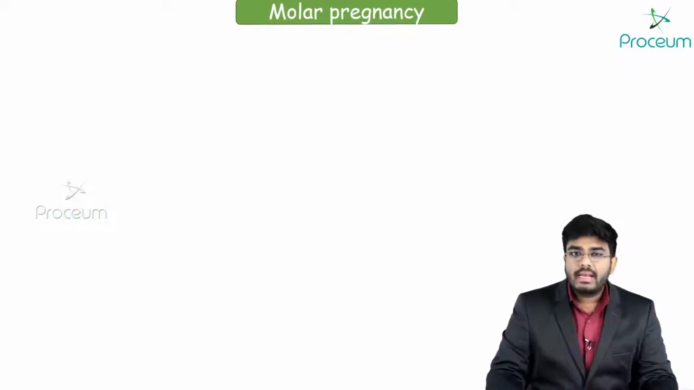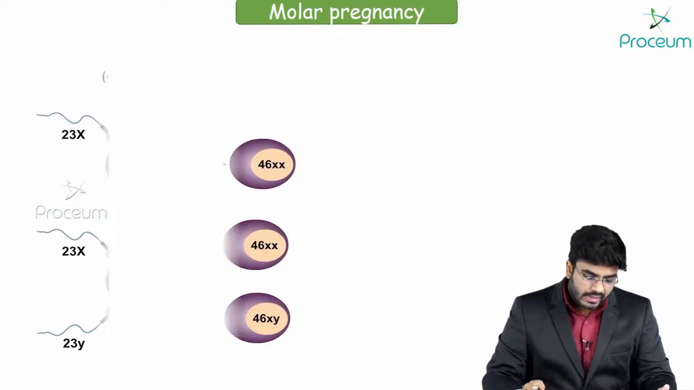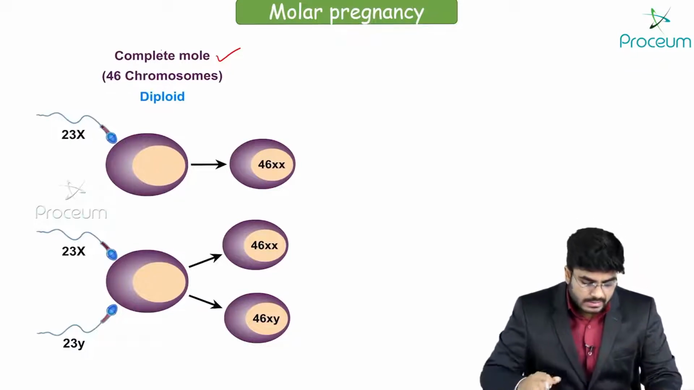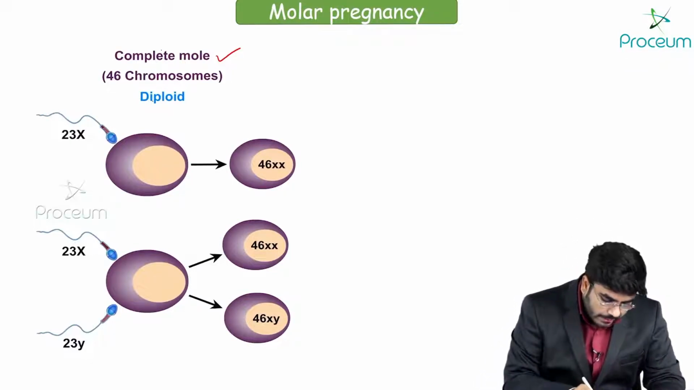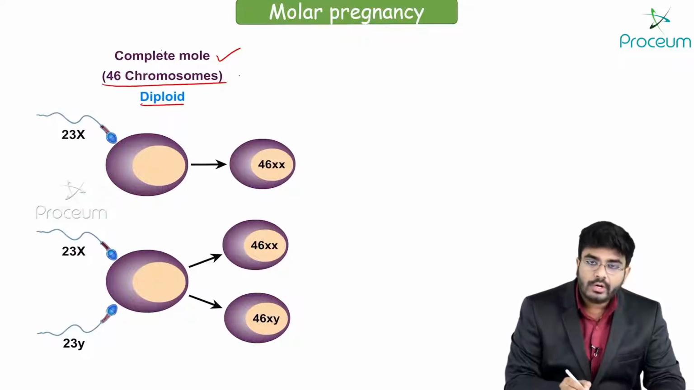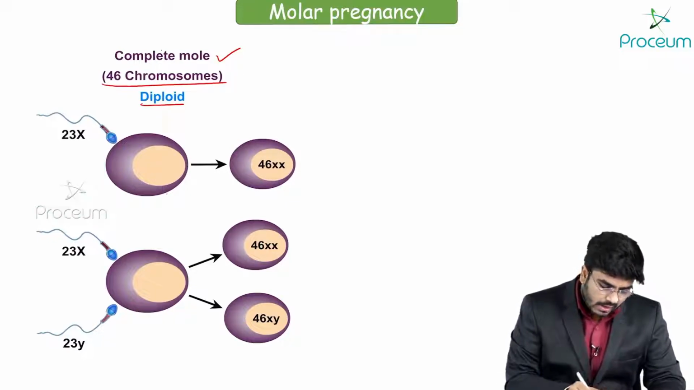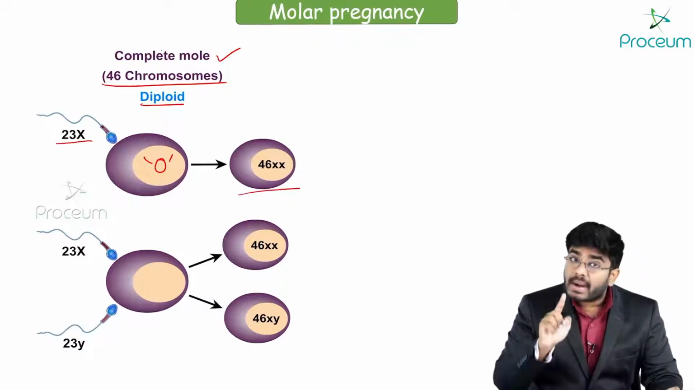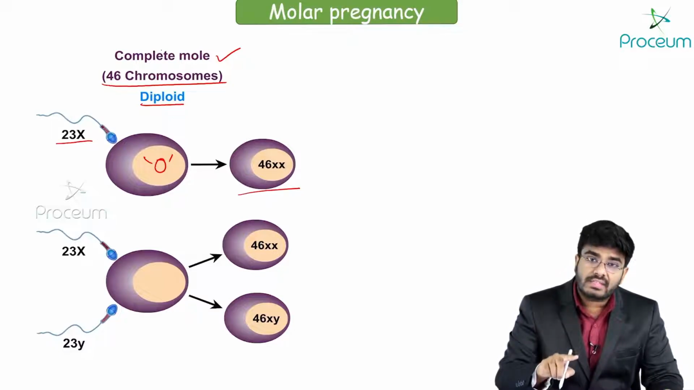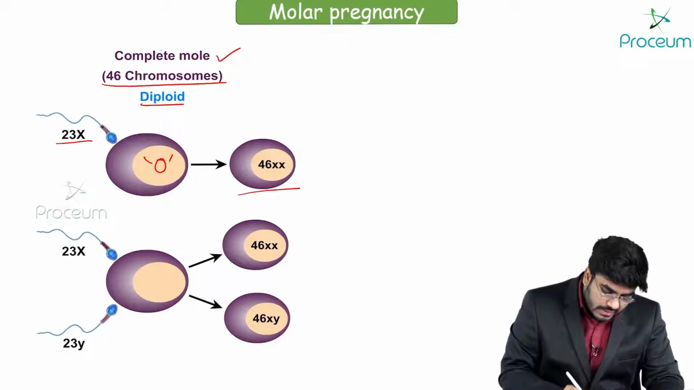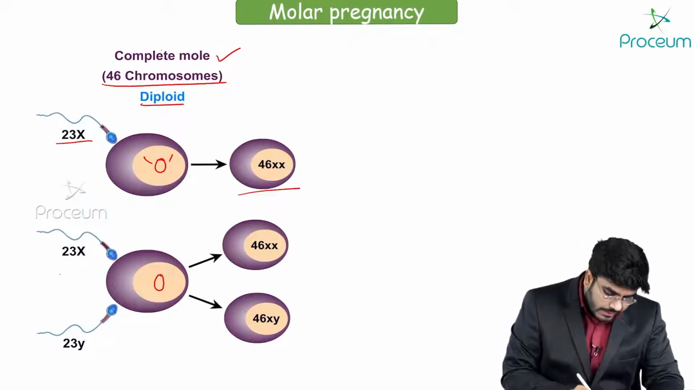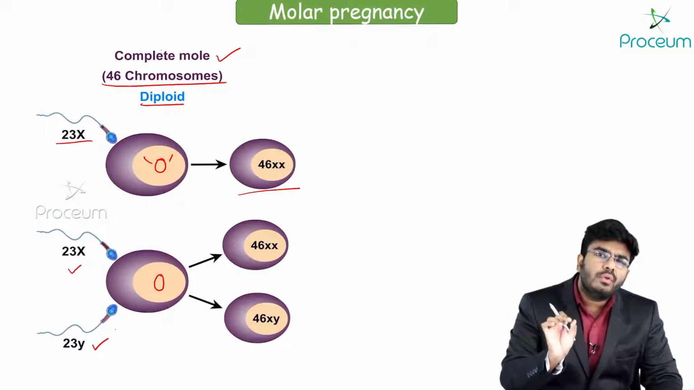Having said that, let's see an image where the formation of a complete mole is clearly depicted. We all know complete moles are diploid, with 46 chromosomes. How does it usually happen? The empty ovum has no chromosomal material and is fertilized by a single sperm, giving 46XX. But in 5 to 10% of the cases, the empty ovum is fertilized by two sperms.